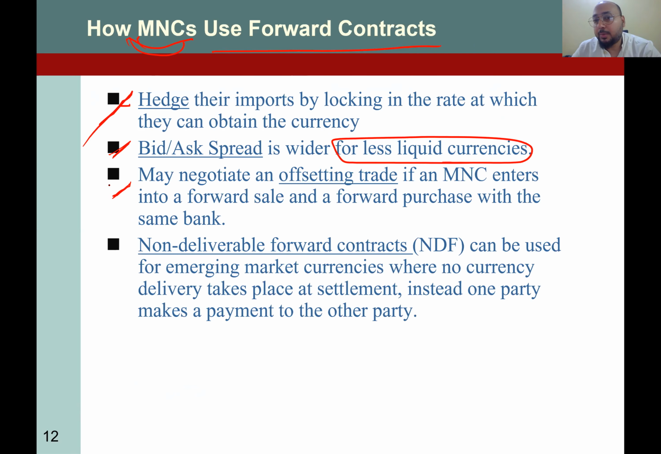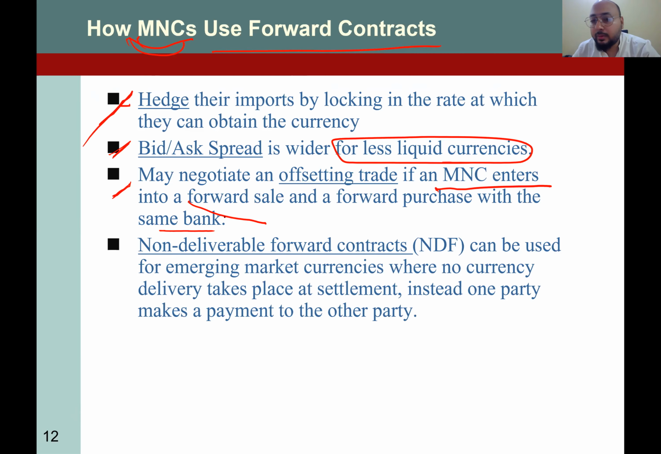Third one, which is very important now, which is offsetting trade. What if you enter into a contract and you want to cancel that contract? How are you going to do that? Because if you cancel that one, you are liable to pay liquidated damages. The other party can sue you. So how can you do that? Offsetting trade. So if an MNC enters into a forward sale, a forward purchase with the same bank can happen.